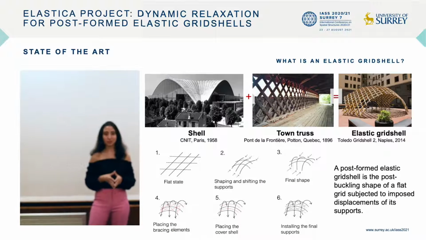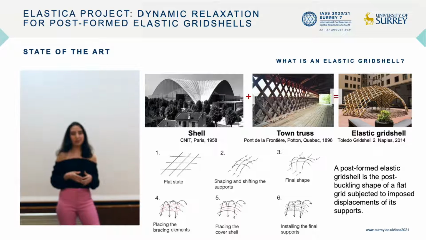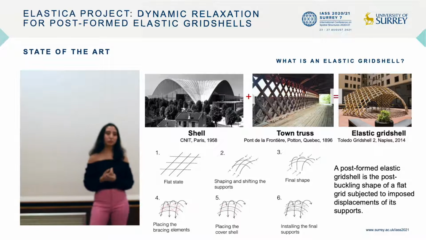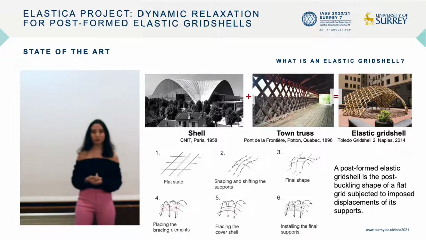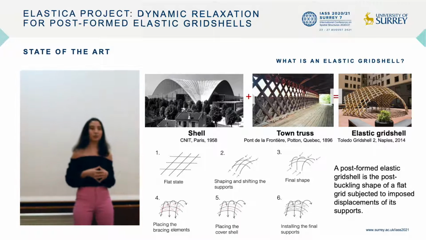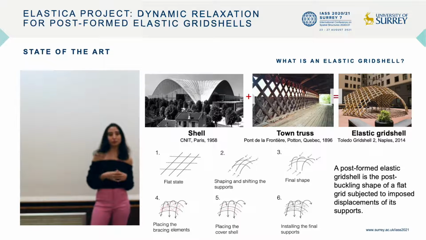Let's start with the definition. So what is an elastic grid shell? In architecture, a shell is a continuous thin structure with a curved surface. Its rigidity is related to its curvature. Then a grid shell is a structural lattice of bars forming a curved surface.